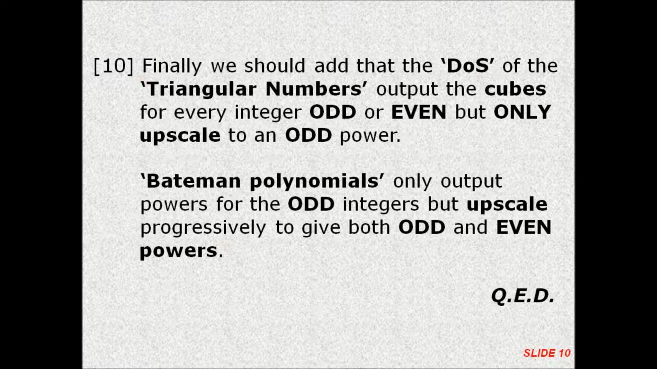Finally, we should add that the difference of squares of the triangular numbers output the cubes of every integer, odd or even, but only upscale to an odd power. Bateman polynomials only output powers for the odd integers, but upscale progressively to give both odd and even powers. QED.